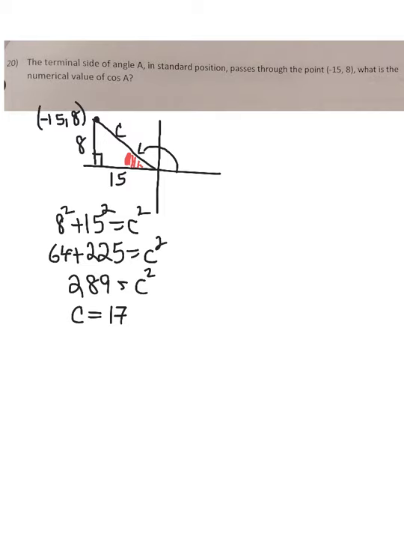Okay, so they're asking for the numerical value of the cosine of A. Cosine, if you recall, is adjacent over hypotenuse. So for my adjacent side, I'm going to go to that reference angle. Adjacent will be 15, and the hypotenuse is c, which we know is 17. So 15 over 17.